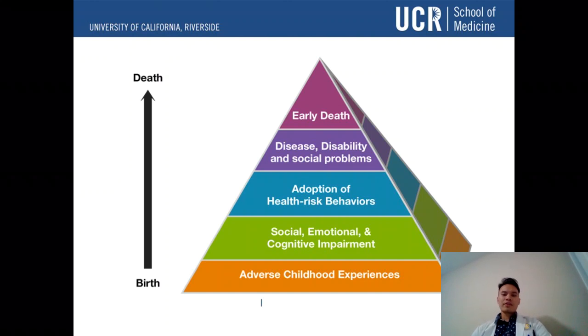And so here we have another pyramid, another image showing how adverse childhood experiences from birth can lead to social, emotional, cognitive impairment. That then leads to adoption of health risk behaviors.